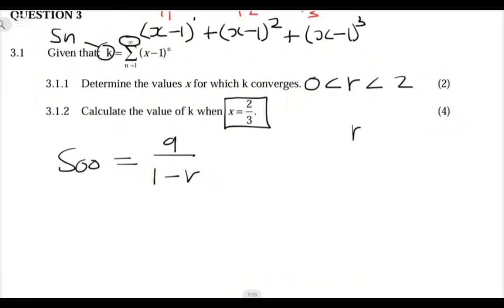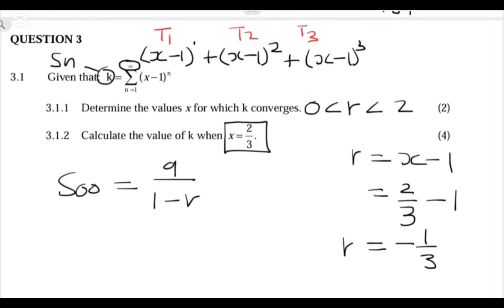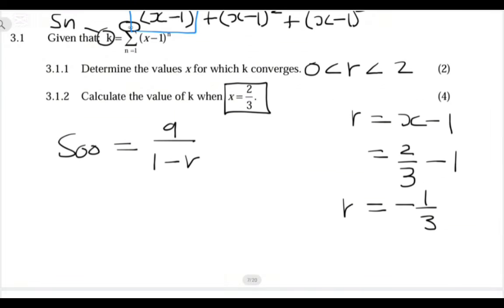Previously we said that r is x minus 1. What will r be if x is equal to 2 over 3? We substitute 2 over 3 for x and minus 1, and on a calculator we get negative 1 over 3. So our r is negative 1 over 3. What about our first term? We said the first term is x minus 1, so our value of a is still the same. Substituting x and subtracting 1 gives us negative 1 over 3.